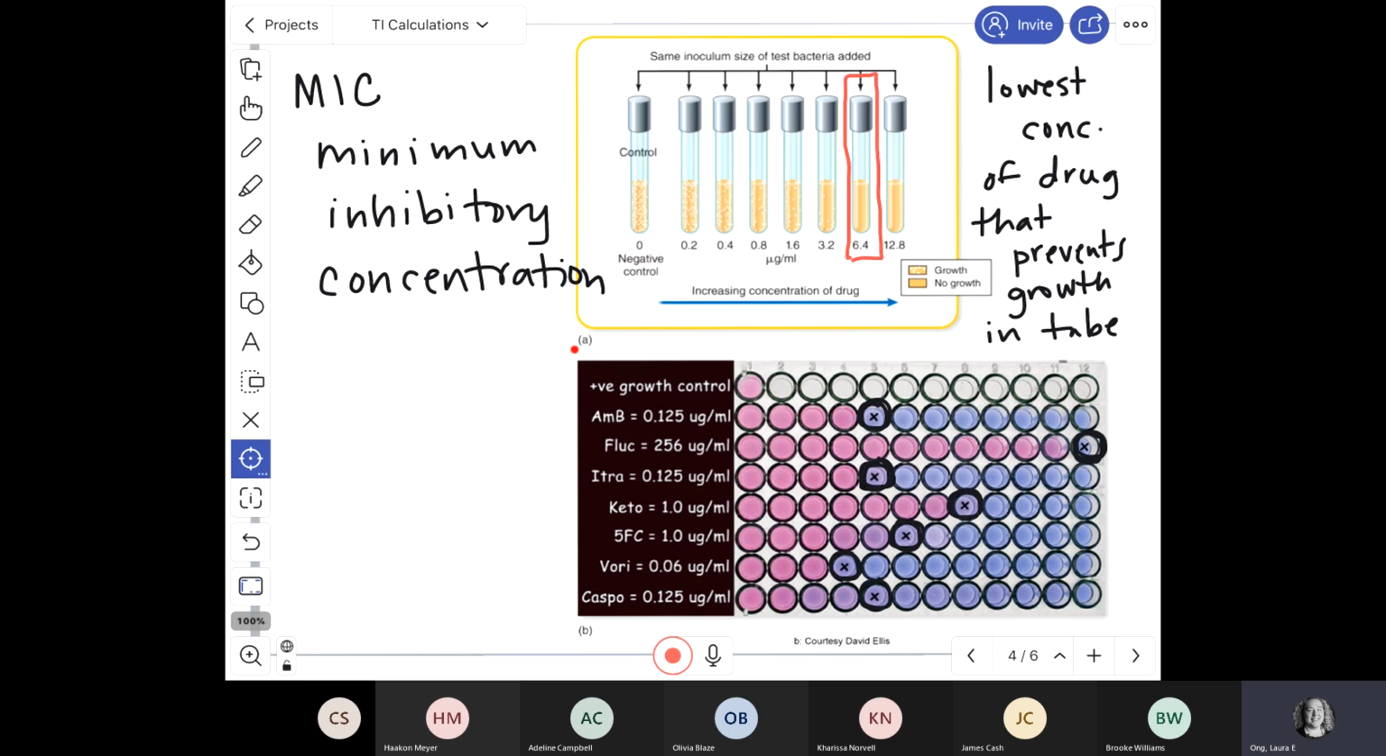So if we looked at this situation, it looks like the most powerful drug would be this one here, because it doesn't take much of it to stop the bacterial growth. So that number of minimum inhibitory concentration is telling us how much of a drug it takes to prevent growth in a test tube.